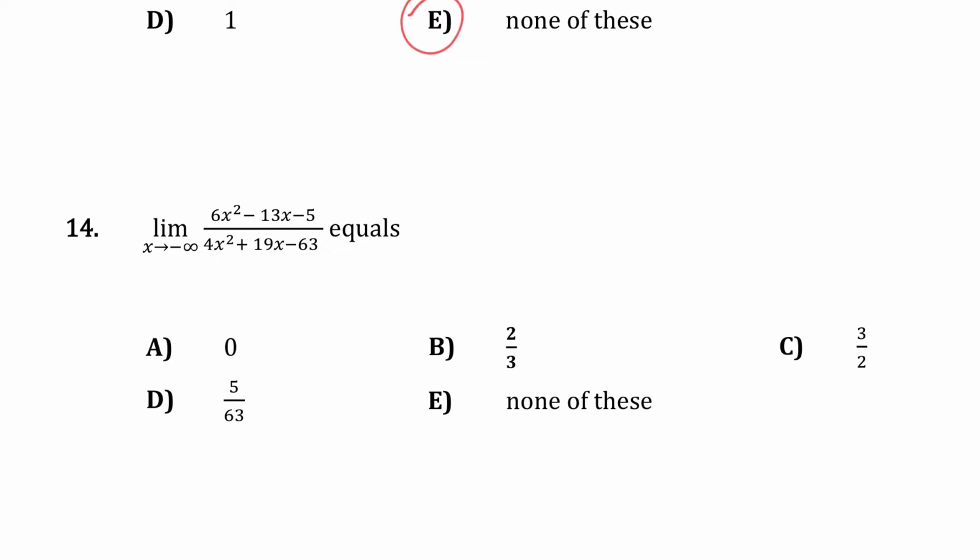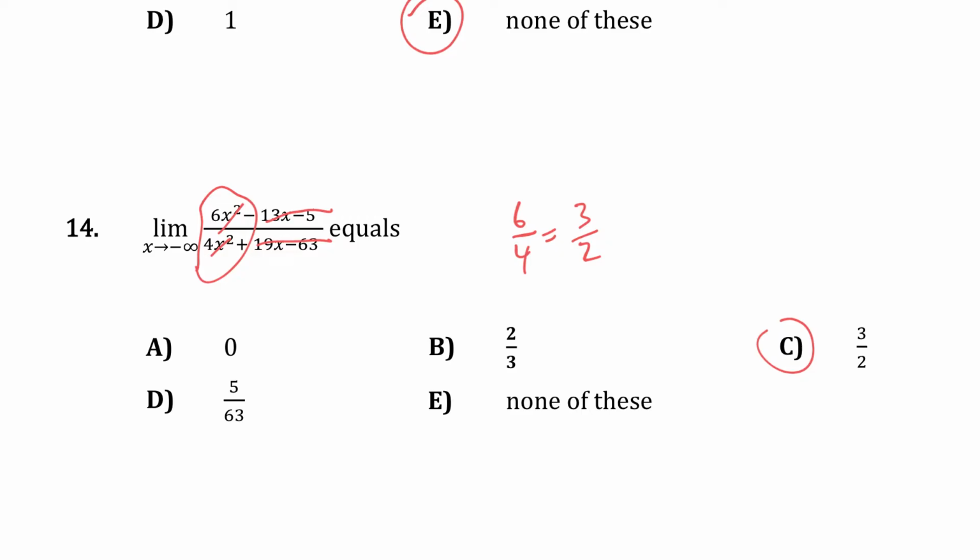For this one, as x approaches negative infinity, what's going to happen to this limit? Well, these right here are going to be the same. Who cares about what happens over here? It's way overpowered by what's happening here. And in fact, these are going to cancel right here. So it's really just 6/4, and 6/4 is equal to 3/2. That's going to be C right there.